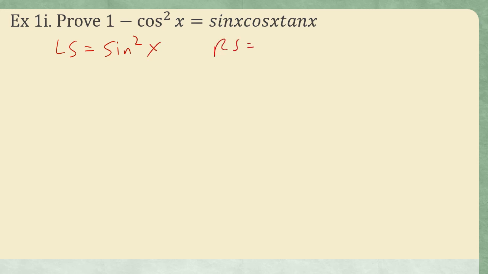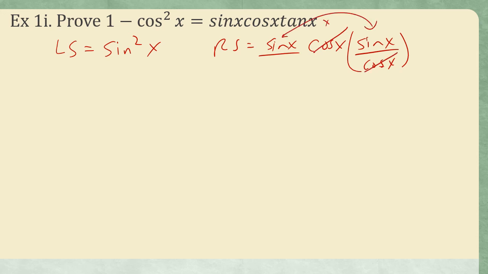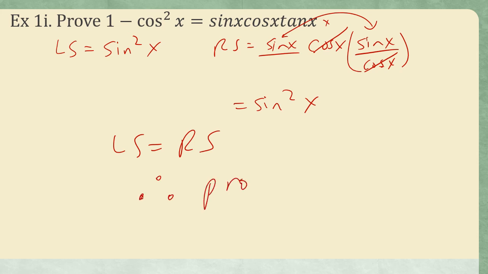If I look at the right side, let's change our tan. Tan is sin x over cos x. Those cancel, top and bottom. So all you're left with is sine times sine, right? Which is sin squared x. That was an easy one. Too easy. Therefore, proven.